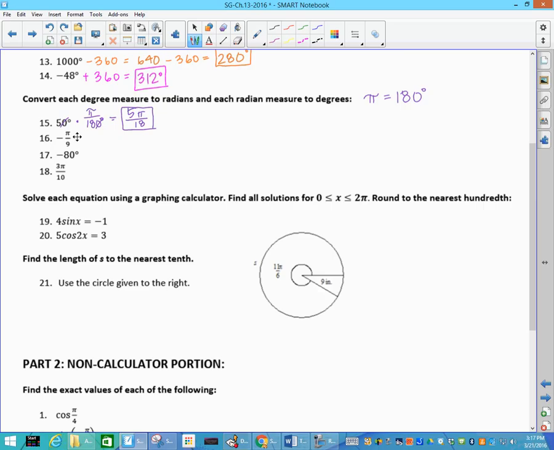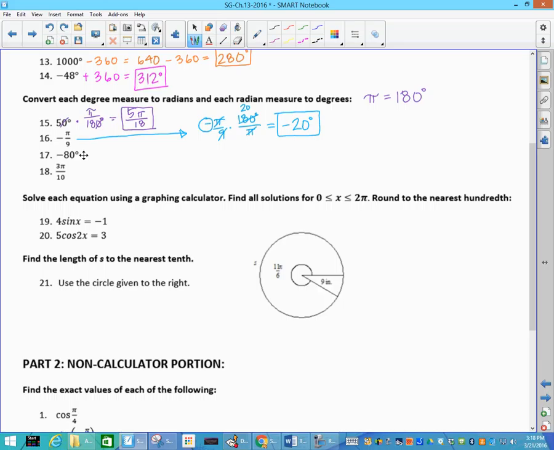Negative pi over 9, I'm going to go over here because it's kind of tight. So negative pi over 9, I'm going to multiply that by 180 degrees over pi, because I want my pi's to cancel. I want to have degrees when I finish. 9 goes into 180 20 times, so I know my answer is going to be 20 degrees. Keep in mind I had a negative to start with, so you just carry that over to your answer. So negative pi over 9 radians is the same thing as negative 20 degrees. I can't change the angle.